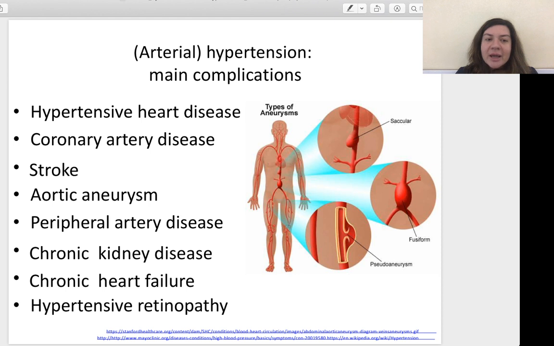Next, it is coronary artery disease. Hypertension is one of the key risk factors for atherosclerosis progression and, as a result, coronary artery disease. It can be stroke for the same reason. It is aortic aneurysm, peripheral artery disease due to atherosclerosis too, chronic kidney disease, chronic heart failure, and it can be hypertensive retinopathy. These are the target organs and target damage of hypertension.